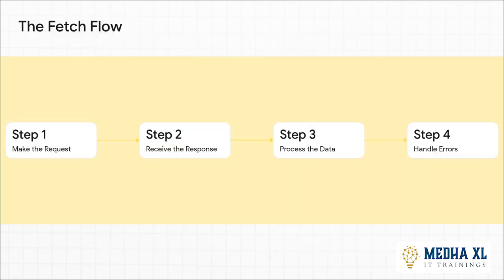And what's really cool is that every single Fetch conversation follows these same 4 basic steps. It's like a recipe. First, you make the request. That's you sending the letter. Then you receive a response. Now, this isn't the data itself. It's more like the delivery notification, the sealed package. Step 3 is where you actually open that package and process the data inside. And finally, step 4 is just handling errors. Having a plan for what to do if the package gets lost.